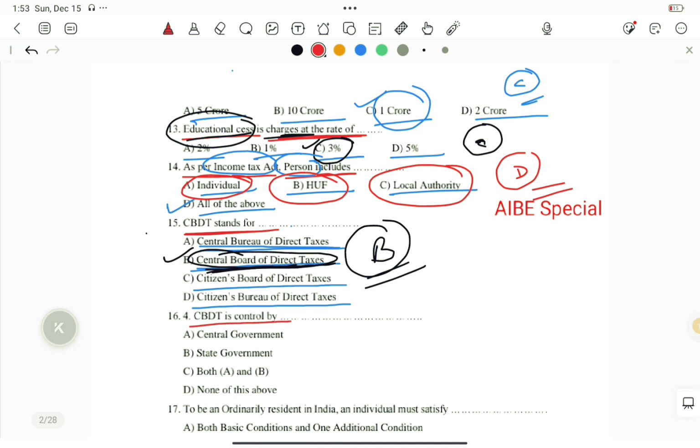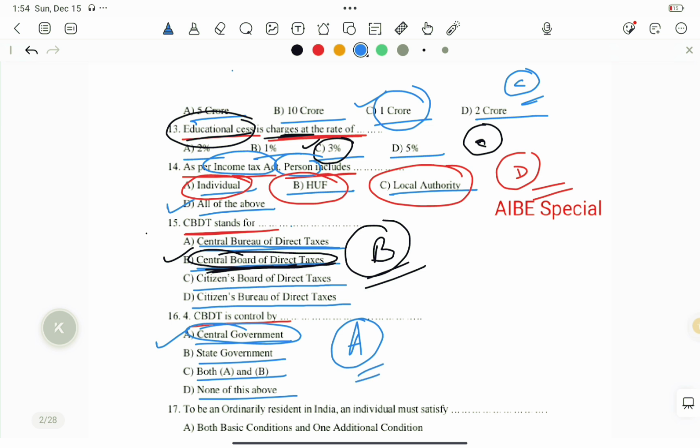CBDT is controlled by which of the following? Let's see the options. Options are central government, state government, both A and B, and none of the above. So in this case the correct option would be option A, that means central government. That means CBDT is controlled by the central government. So in this case the correct option would be option A.